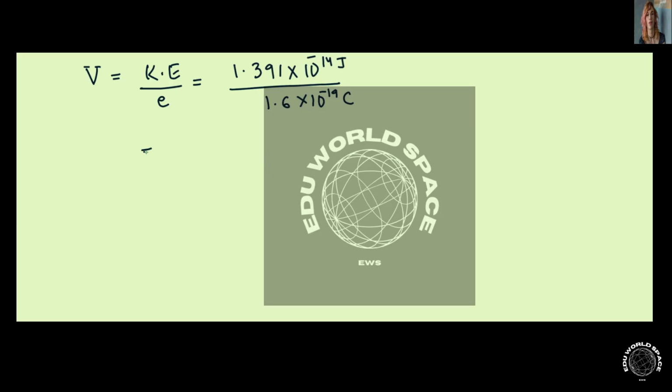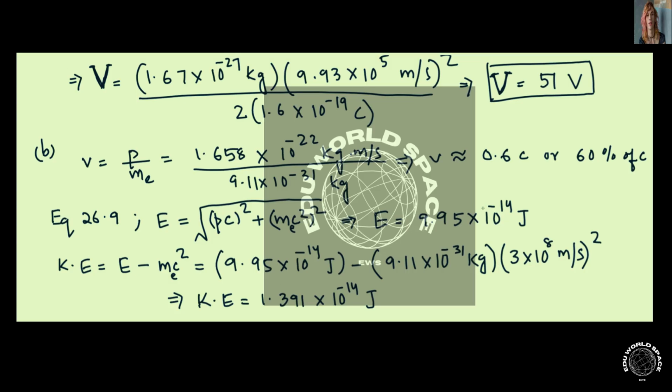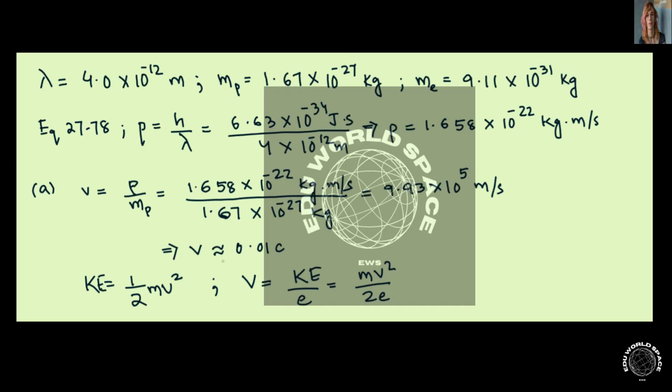So we solve it and we get this potential to be nearly 86,925 volt, or we can say this value to be nearly equal to 87 kilovolt. Okay, so this is the potential. We have the velocity somewhere here, and this is the potential for the proton. So let's write electron over here.